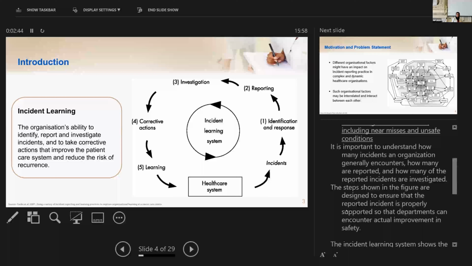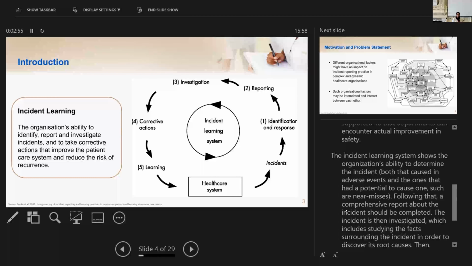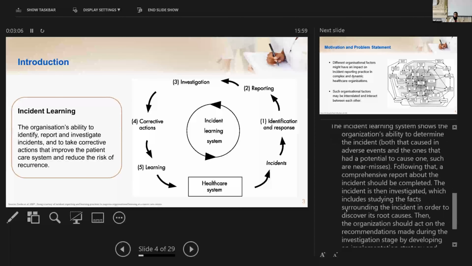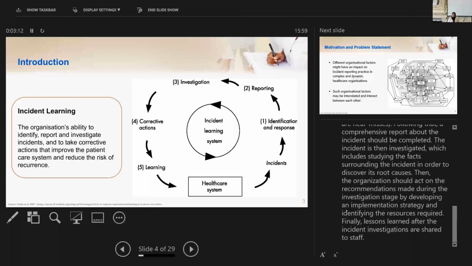The steps shown here in the figure are designed to ensure that the reported incidents are properly supported, so that departments can achieve actual improvements in safety. As we can see here, first, the organization should be able to detect the incident, both the ones that caused adverse events and the ones that had the potential to cause one, such as near misses. After that, a report should be completed so that the investigation stage can start. The investigation stage studies the facts surrounding the incident in order to discover its root cause. After that, recommendations should be made, learning from this incident and sharing it with the staff.